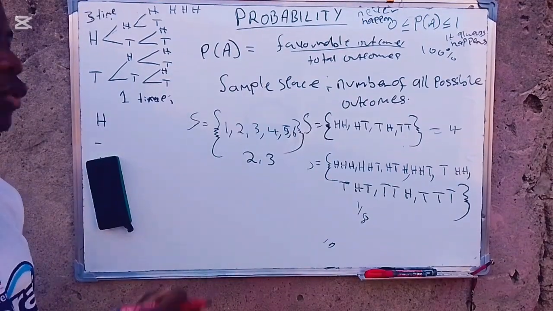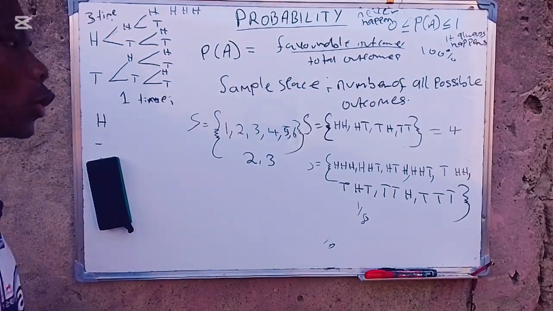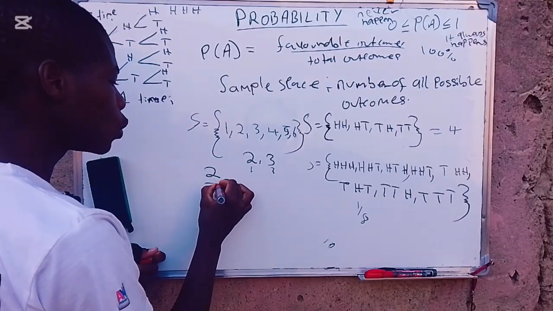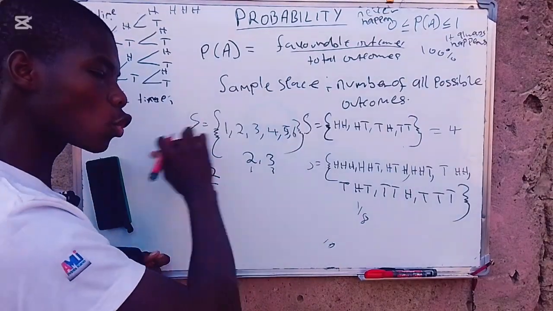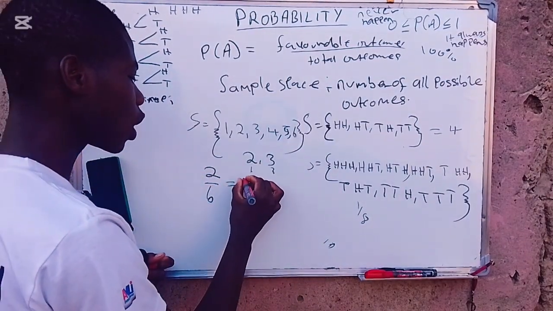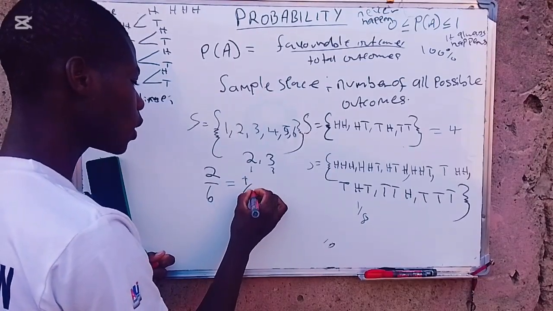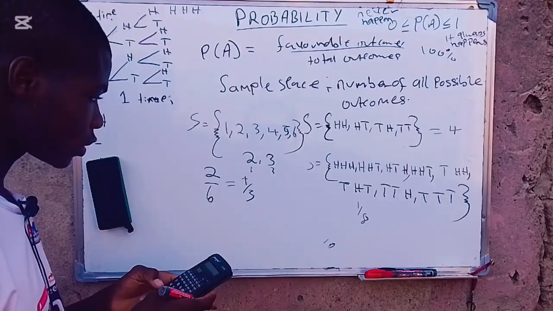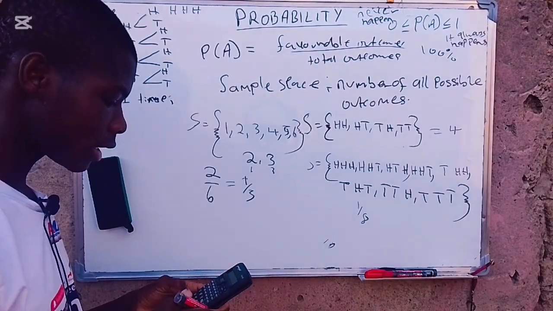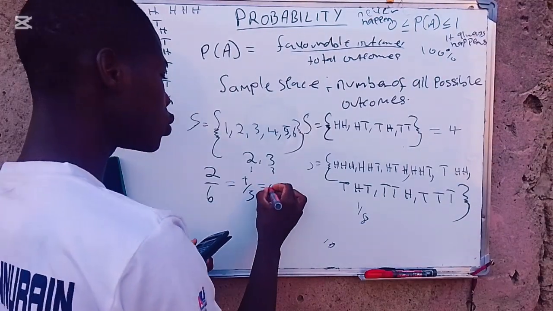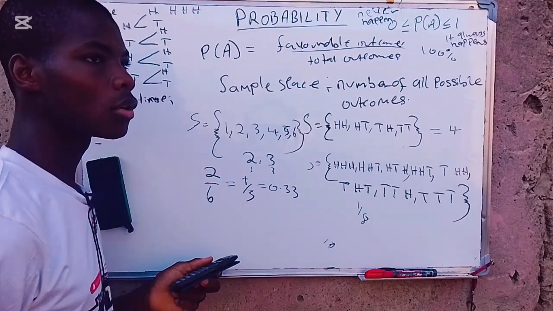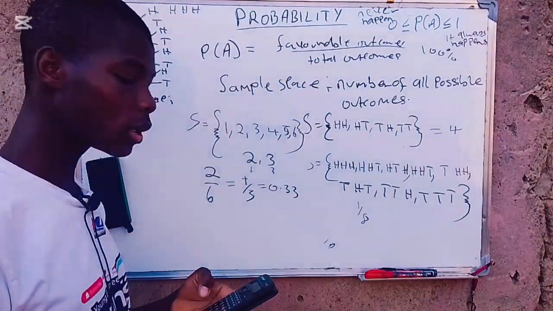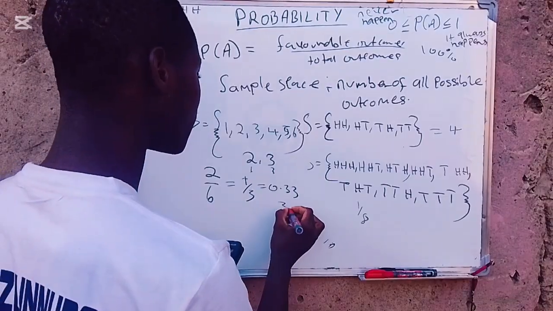So you are not going to add these 2 and 3. You will just count. This is 1 and this is 2. So therefore we have to say 2 divided by 6, which is the total outcome. So this should now be 1 over 3. 1 divided by 3 is the same thing as 0.33. So the chances, multiplied by 100, will give you 33.3%.